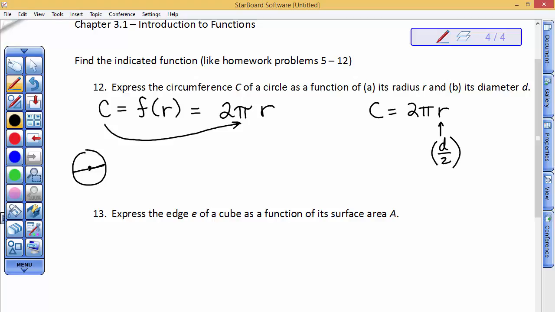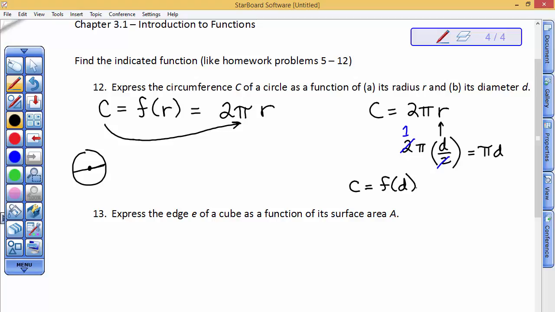So I have 2 times pi times the diameter divided by 2. And so if I cross this 2, which is in the numerator, off, and this 2, which is in the denominator, because they're equal to the number 1, I am left with pi times d in this equation, pi d. The circumference is now expressed as a function of the diameter, and the new formula for that is pi d.